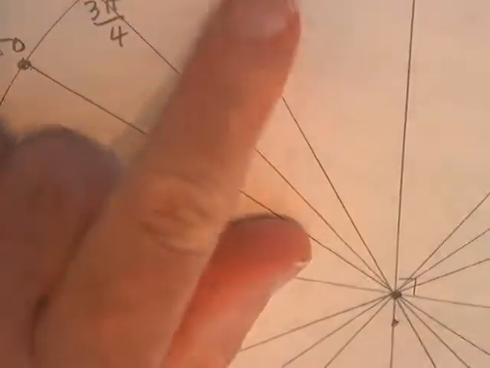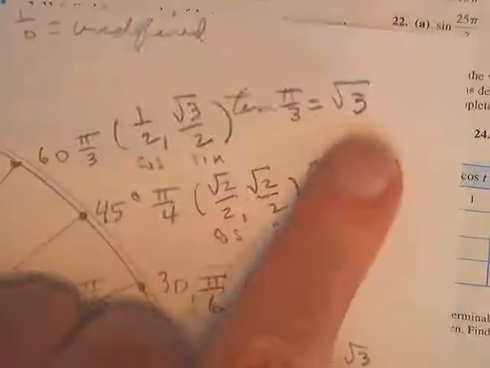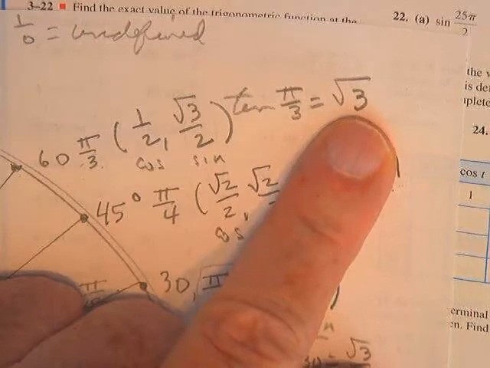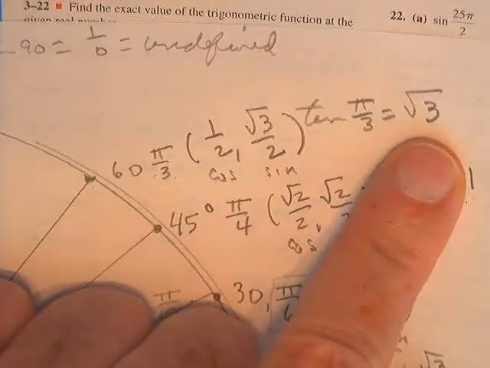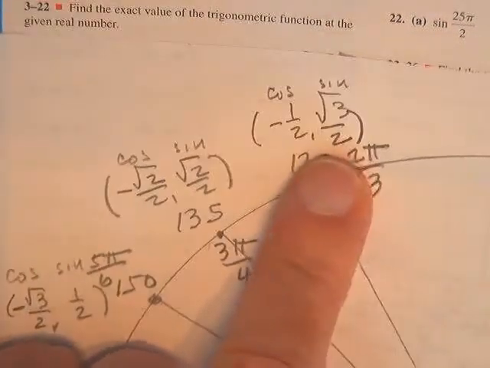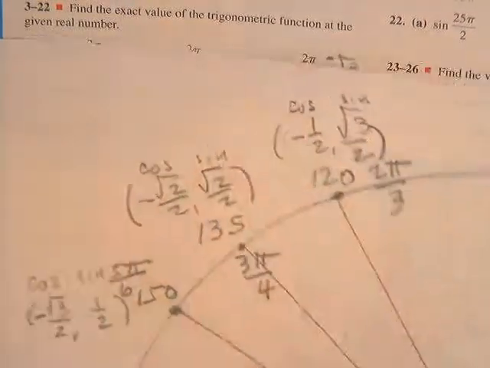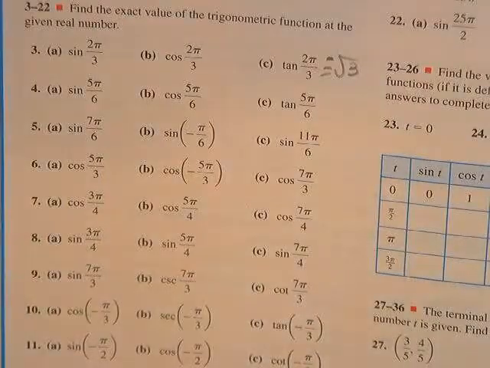Okay, look. There's 2 pi over 3 right there. Well, because it's pi over 3, you know it's this. Ooh, yeah, I did it right. Because it's pi over 3, you know it's that. But because it's in the second quadrant, you know it's negative. Y divided by x, a positive divided by a negative.